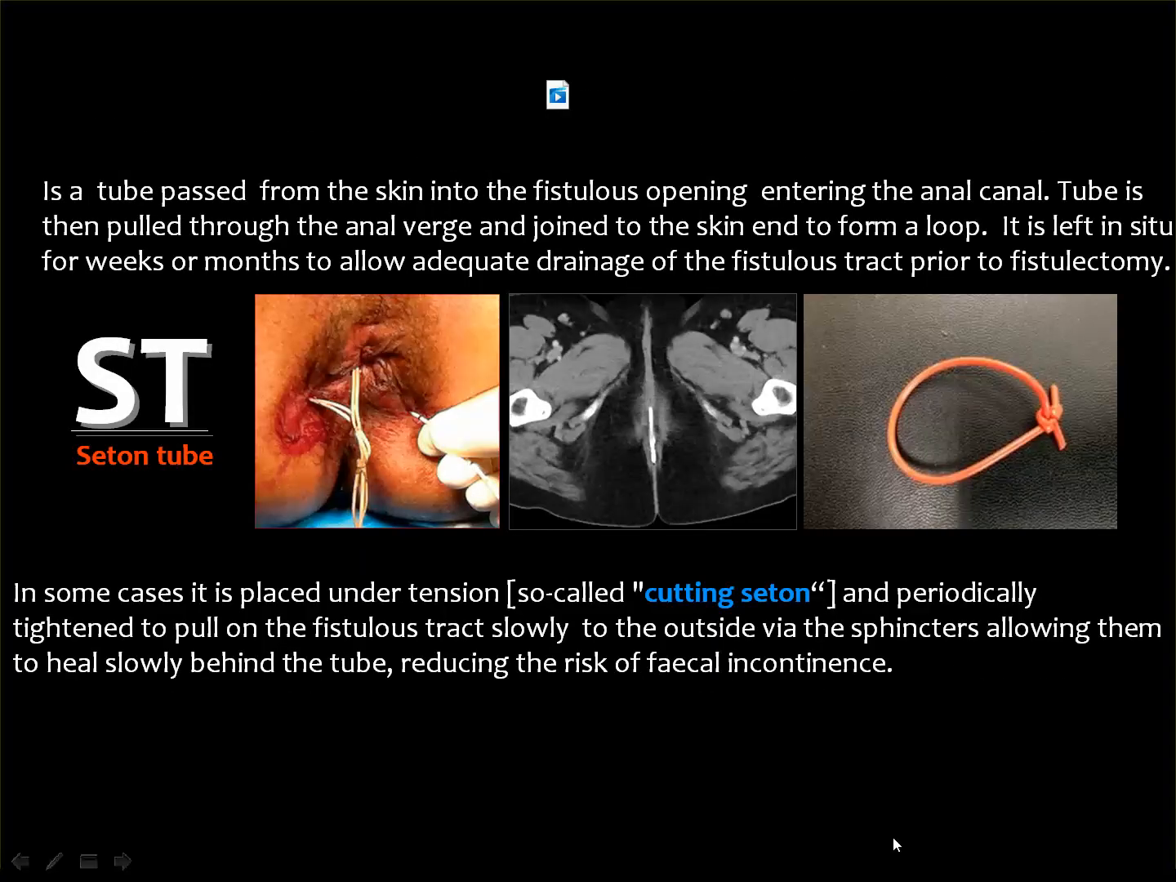Then this is the seton tube I have mentioned before, and this tube is a rubber tube, and it contains a lumen.